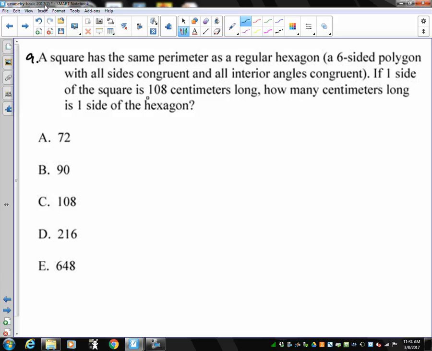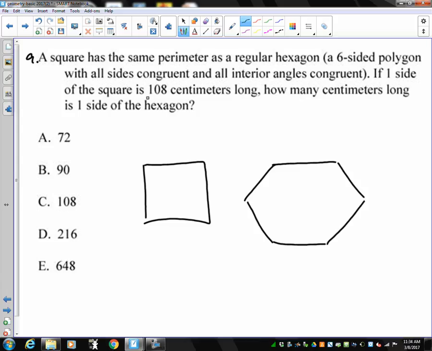So this is something I definitely want to draw a picture to help me figure out. So I have a square, and then I have a hexagon. I have a little bit of trouble drawing the hexagon. It's not that big of a deal. You just draw like that, and you just draw the same thing on the bottom. Here's your hexagon. Now, let me read back through it again here. They have the same perimeter. Now it says one side of the square is 108 centimeters.